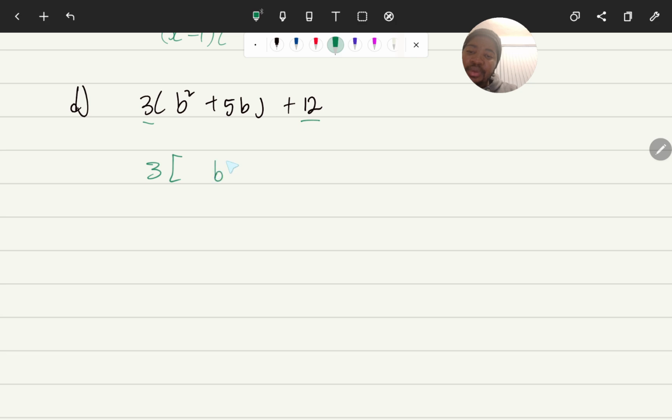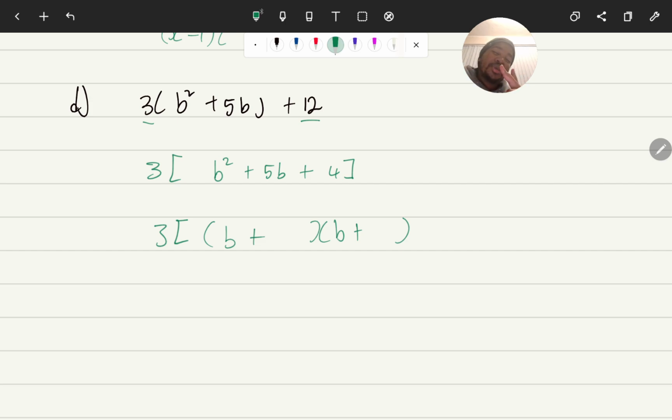Then you have what? You have b squared plus 5b plus 4, right? Because 3 times 4 is 12. So now, finally, your coefficient is 1. Your coefficient is 1, therefore you're going to do 2 brackets. Then you have b, everything is positive, that means you have positive.